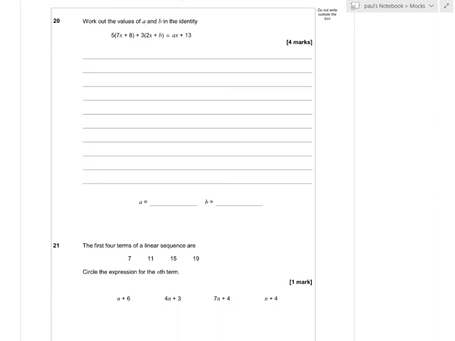Work out the values of A and B in this identity. Oh, this is a bit crazy. Let's expand the brackets, or do we need to? So 35x plus 40 plus 3b is ax plus 13. Can I simplify that? 35 plus 6 is 41. So I've got 41x plus 40 plus 3b equals ax plus 13.